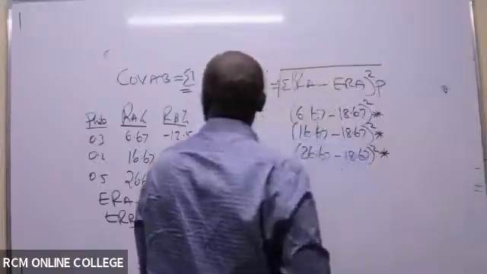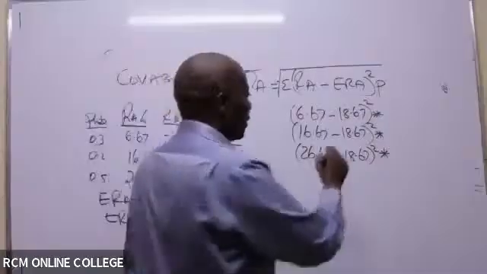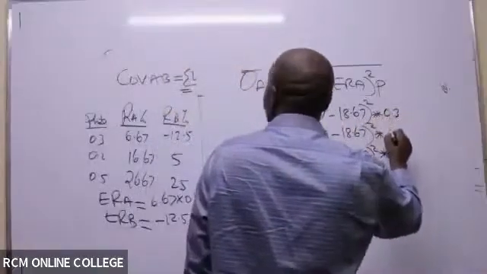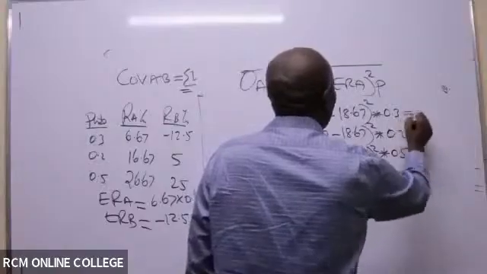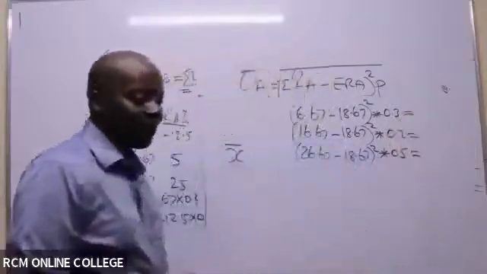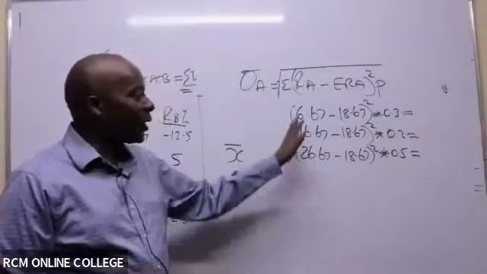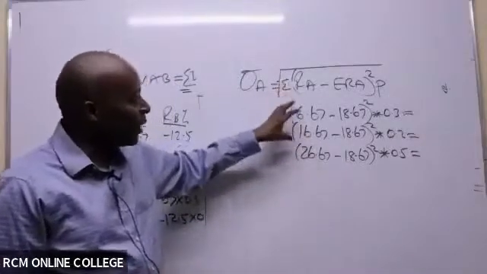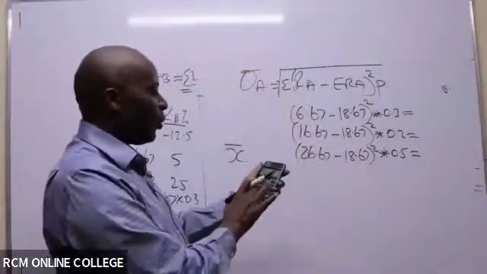times probabilities. So are you able to see the probabilities here? So we have 0.3, we have 0.2, we have 0.5. Then you say equals. Do not put the square root anywhere first. The square root comes after the summation.